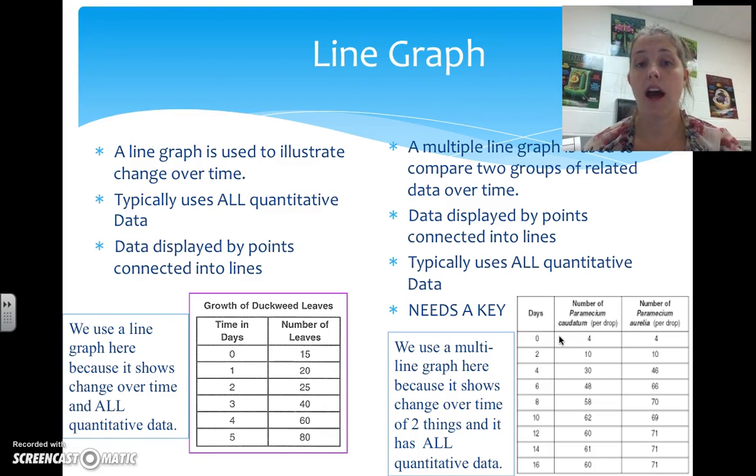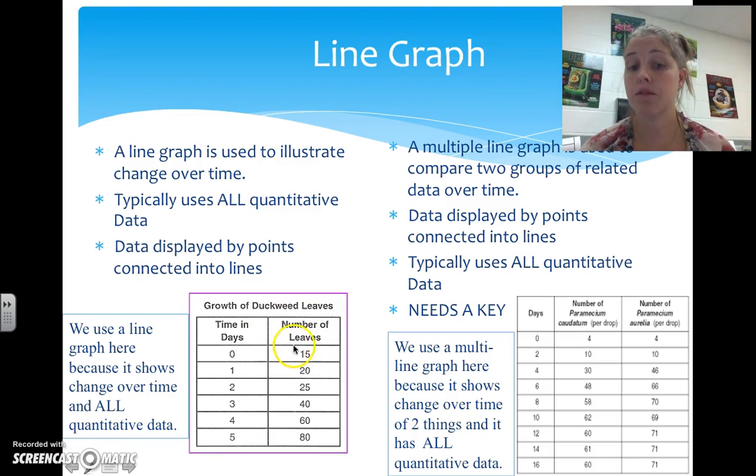The line graph. Okay, this is one we will use a lot in here. It's used to illustrate change over time, and it typically is always quantitative data, only quantitative data. The data displayed by points is connected into lines. So here's an example of a data table that we might change into a line graph because it shows numbers, quantitative data, or time, and a measurement of some kind.